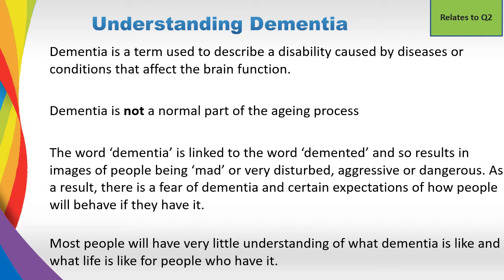Because if someone was to say, you are demented, you are mad, you are disturbed, you get those images in your brain, and it's not right for us to have those stereotypes of dementia in the same way. Most people have very little understanding of what dementia is like and what life is like for those people who do have it.